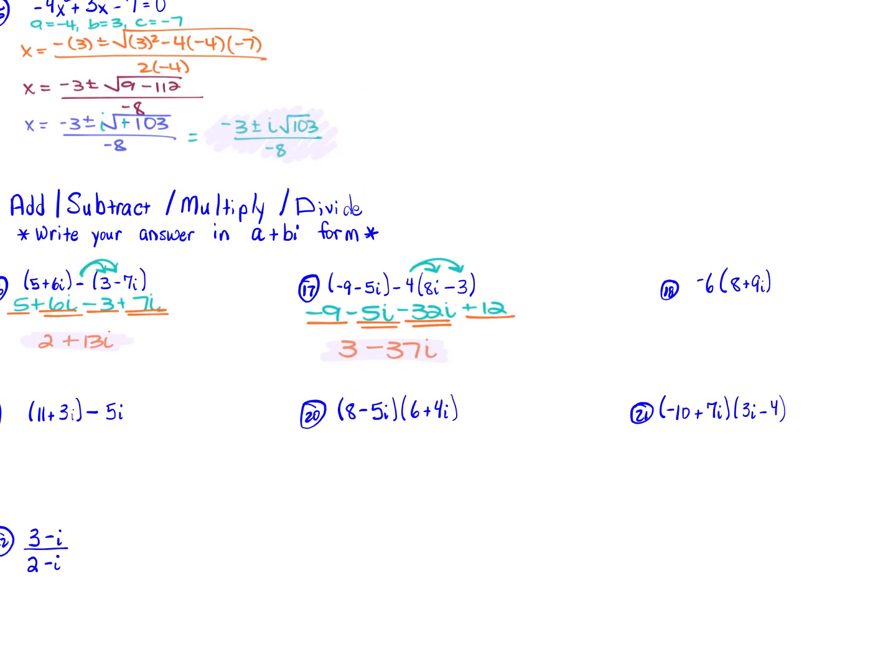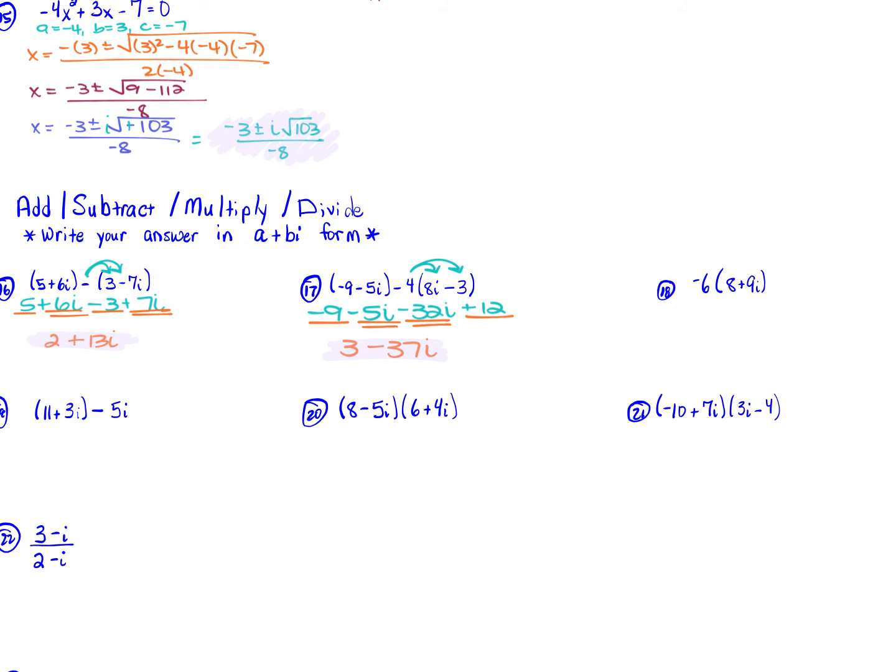For 18, we have negative 6 times 8 plus 9I. So we're going to distribute the negative 6 in. This gives us negative 48 minus 54I. It's in A plus BI form, so that is your answer.